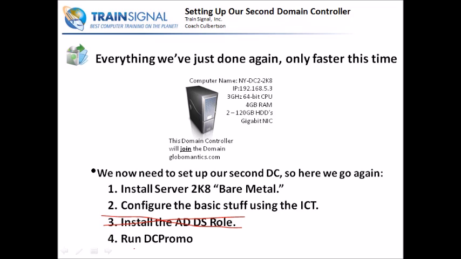Because here's what's going to happen. When we run DC Promo from the command line, it's going to check to see if the ADDS, Active Directory Domain Services role, is installed. If it's not, it's going to go ahead and install it for us. And then we can move on with a DC Promo wizard just like normal. So let's go ahead and move on over to our second server and get this installation started.